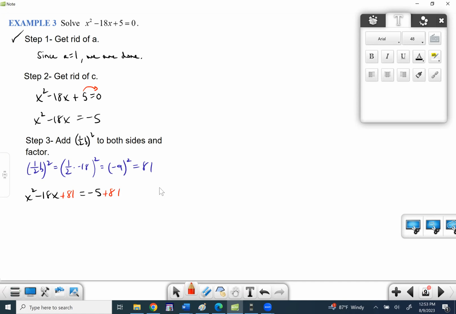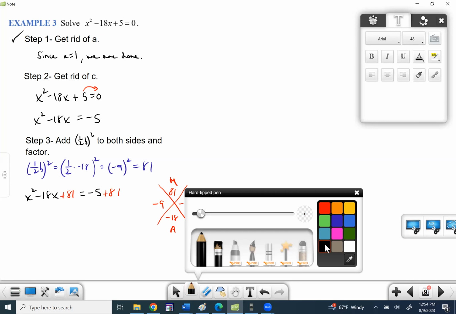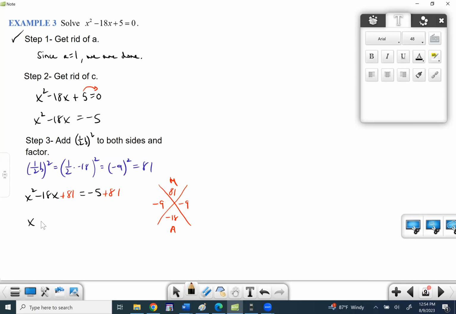Now, we're going to factor. In the future, we're going to skip this step because there's kind of a shortcut for it. But we're looking for things that multiply to make 81 and that add to make -18. Well, let's see. -9 times -9 is +81. And -9 plus -9 is -18. So that is going to be what we use. Now, I want you to notice, so this would be x minus 9 times x minus 9, right? And then -5 plus 81 would be 76, okay?